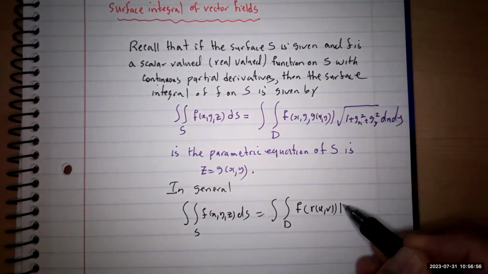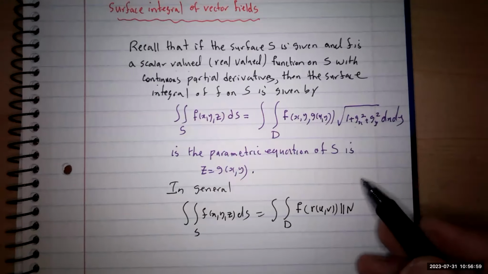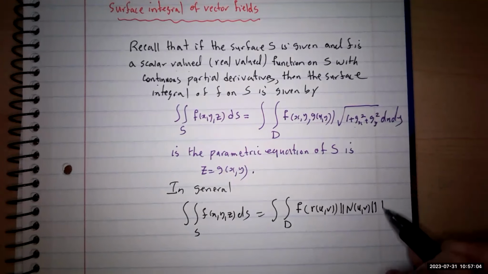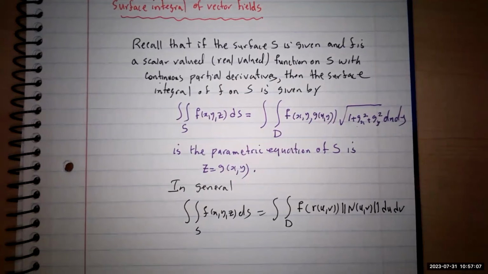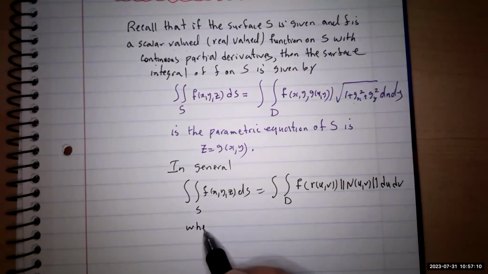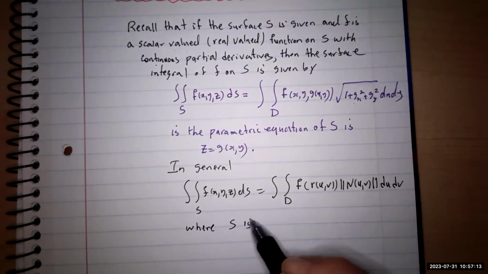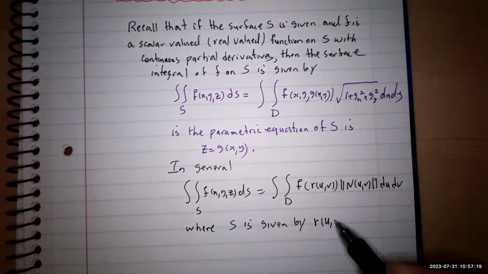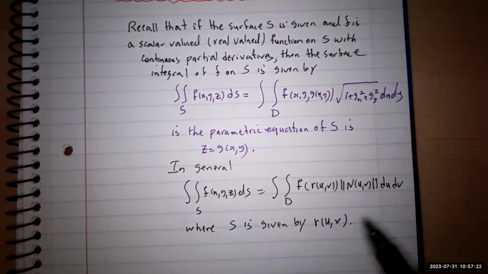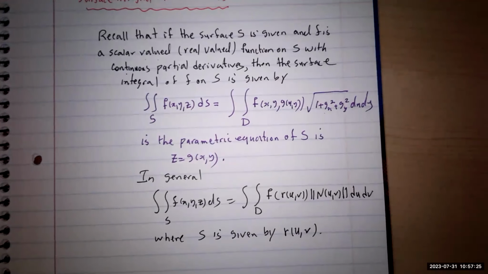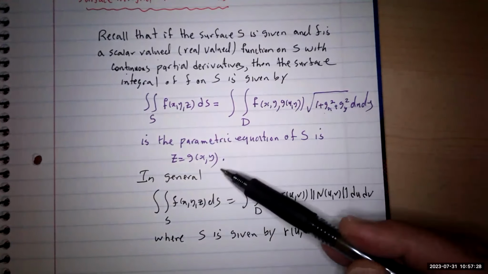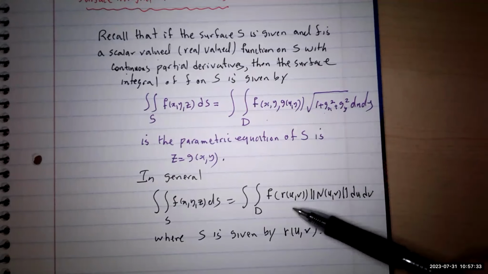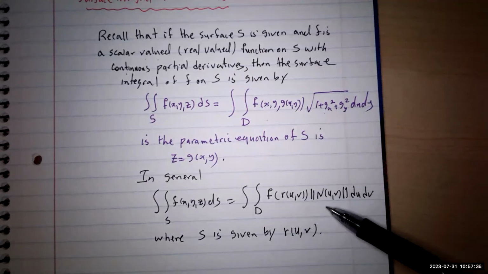If you do this one, you have to multiply by the norm of the normal vector, the norm of r_u cross r_v, and then this is going to be du dv. This is the case where S is given by the equation r(u, v), your parametric equation. Most of the time it's the scalar one, z is z of x, y, so just use this formula. That would be easy for you. If you are given a parametric equation, just use the parametric form.